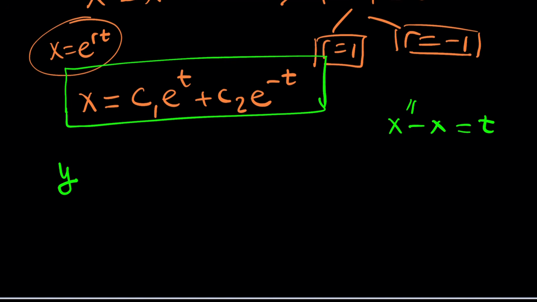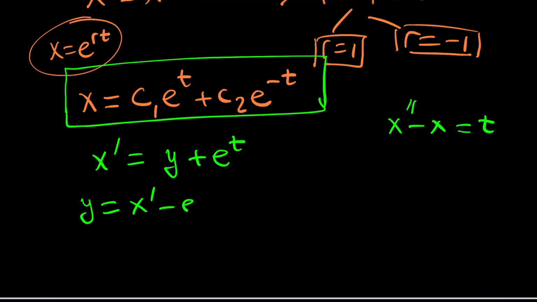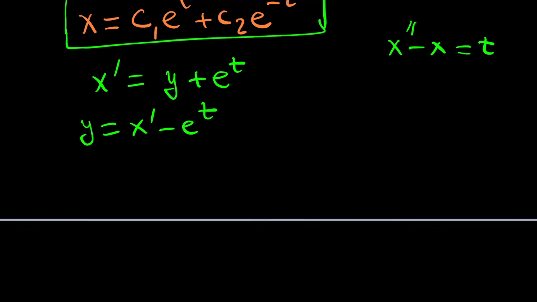And remember what the first equation told me, because I don't want to differentiate y, or find the derivative of y. The first equation gave me x prime equals y plus e to the t. In other words, y was written as x prime minus e to the t. And since I have x, I can go ahead and differentiate it and plug it in to find y from here. So let's go ahead and differentiate x.